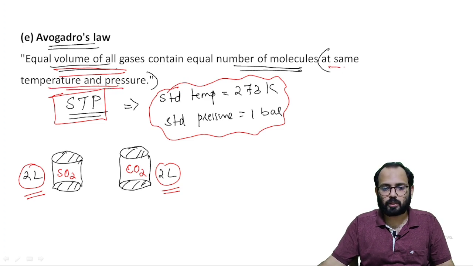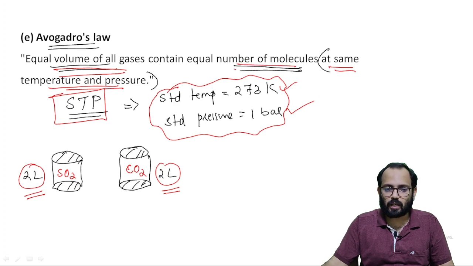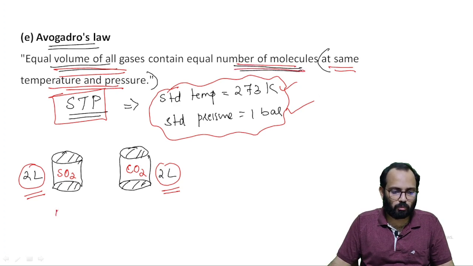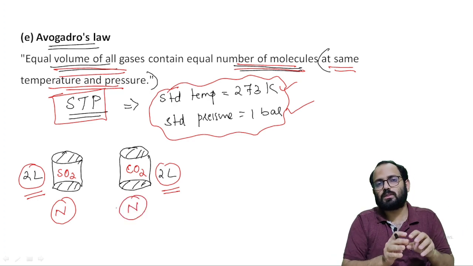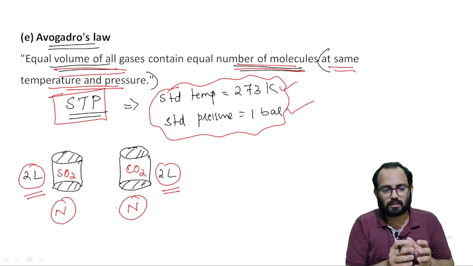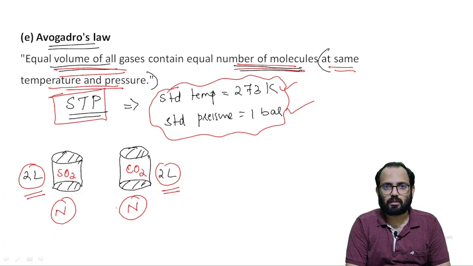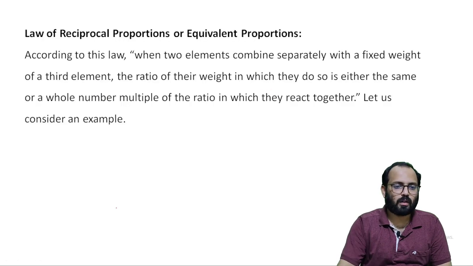Same temperature and pressure, same temperature, same pressure, will contain an equal number of molecules. If the number of molecules here is n, then here also the number of molecules will be n. It doesn't matter what gas is occupying the container. You got the point? Yes, this is Avogadro's law.